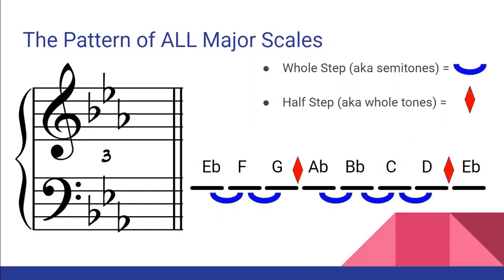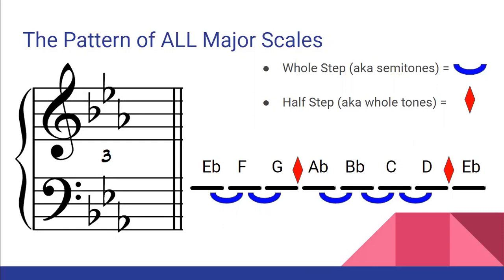If you look at the symbols on this screen, the little blue arches represent whole steps. The little red diamonds represent half steps. The blue ones are whole steps, and the red ones are half steps.